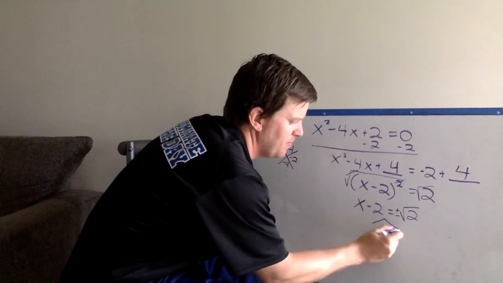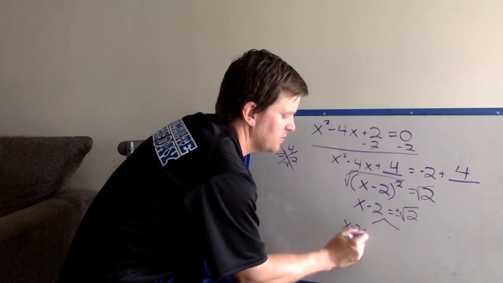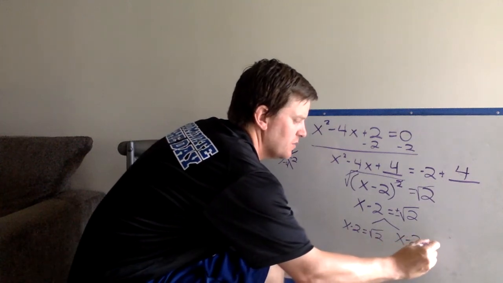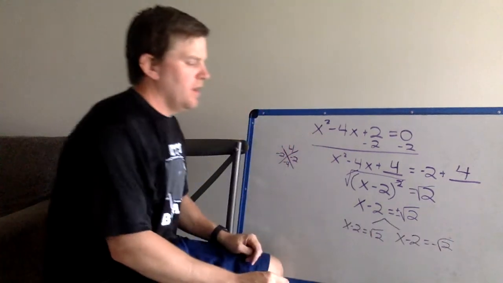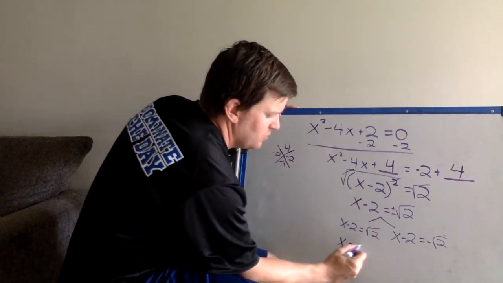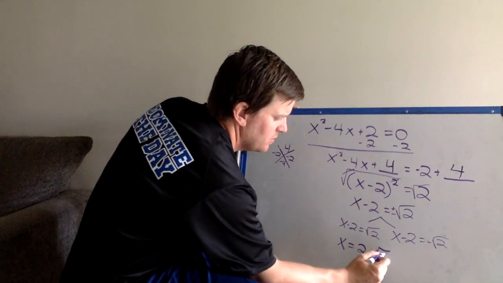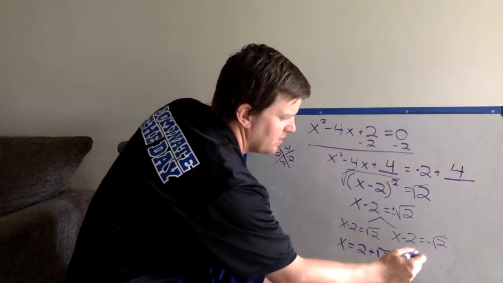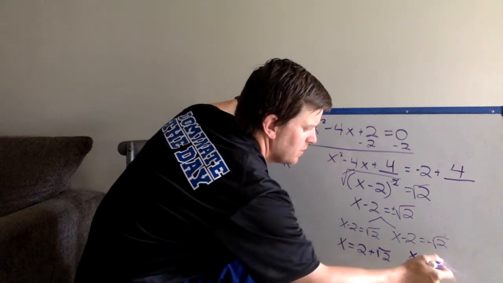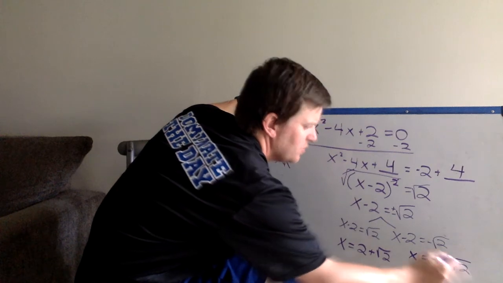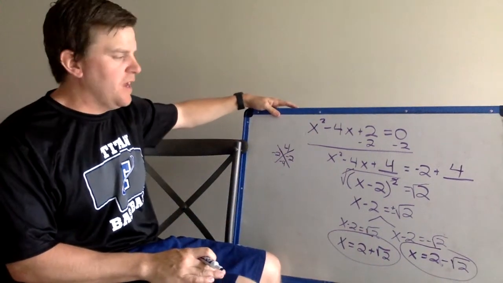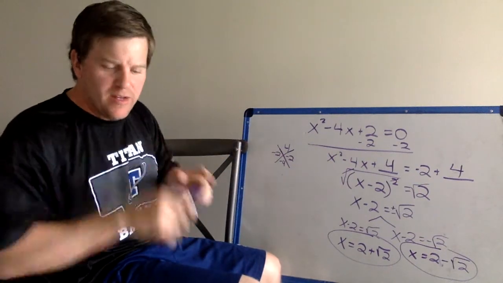So now if we split it, we have x minus 2 equals positive square root of 2. x minus 2 equals negative square root of 2. And when we finish this, we know we have to add 2 to both sides. So we have 2 plus the square root of 2. And if we add 2 over here, we have x equals 2 minus the square root of 2. Okay, and there's our 2 answers there. Again, pause it, write that down, rewind it if you have questions.